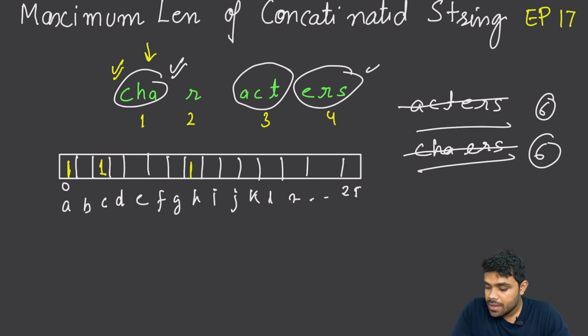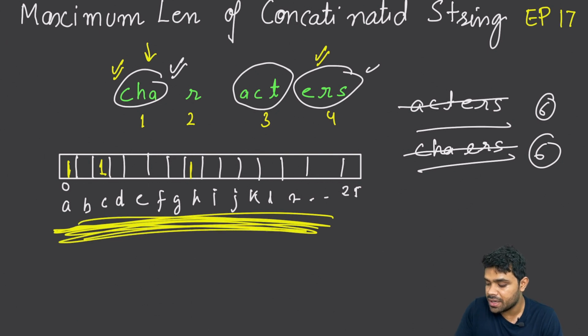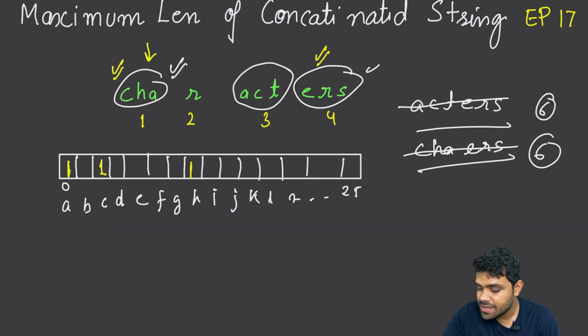So the next time when I go to string number 4, ers, I can simply do the matching: e is not already appearing here, r is not already appearing here, and s is also not already appearing here. Whereas if I go to string number 3, act, then I can see that the character a is already appearing here. So we cannot take this particular string.